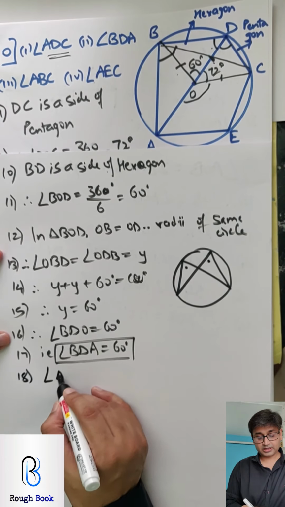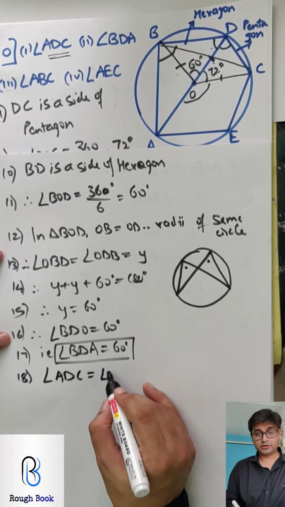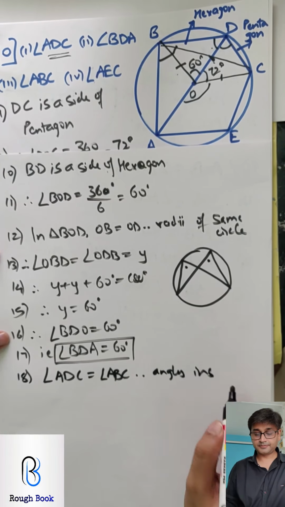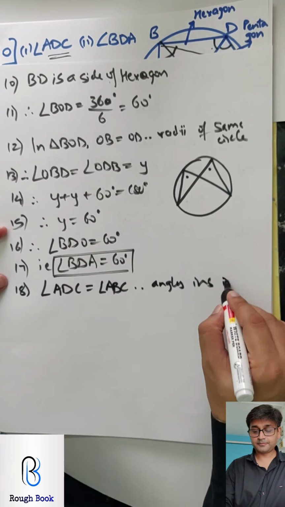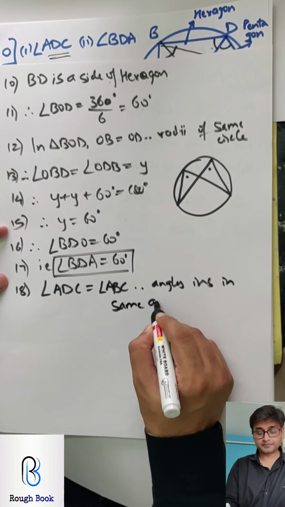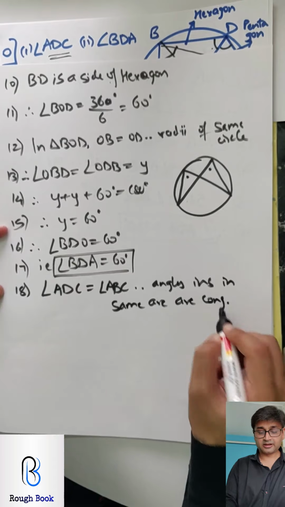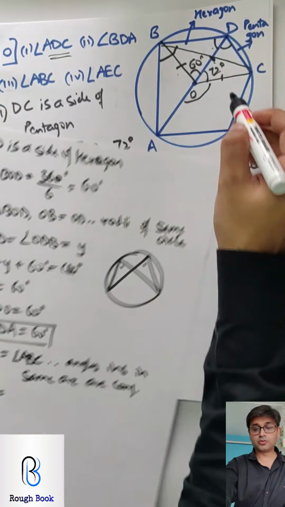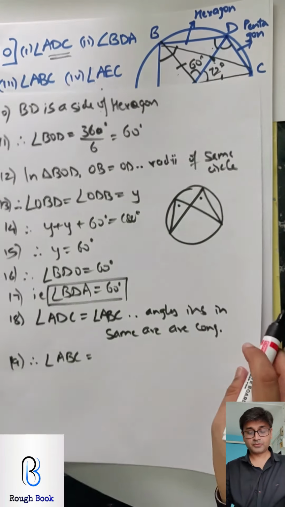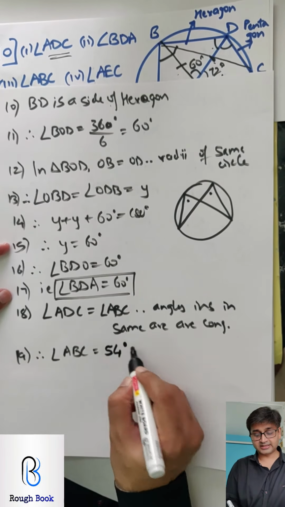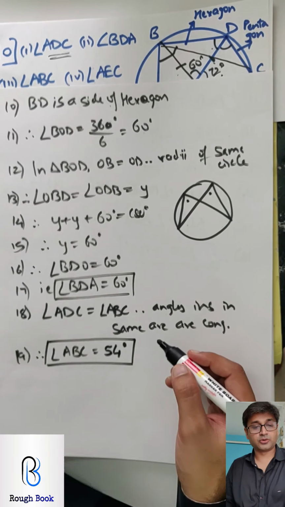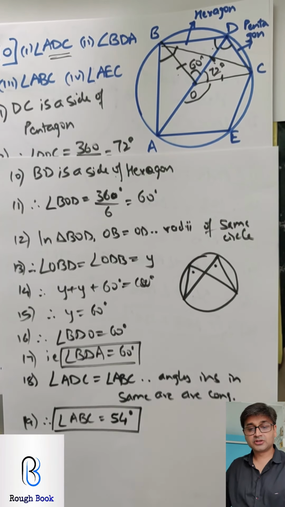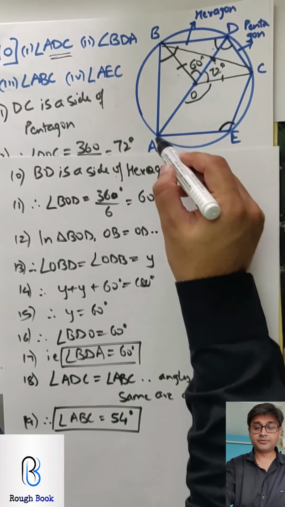So angle ADC is equal to angle ABC. Angles inscribed in same arc are congruent, and therefore angle ABC is equal to what as ADC, which is 54. So we got the third angle as well as 54. Now for the last one, AEC. So let's see how will we get AEC. So AEC is here. Damn simple.